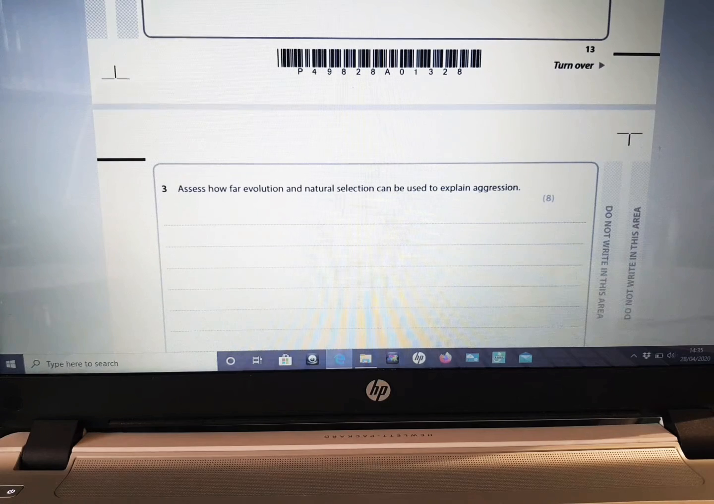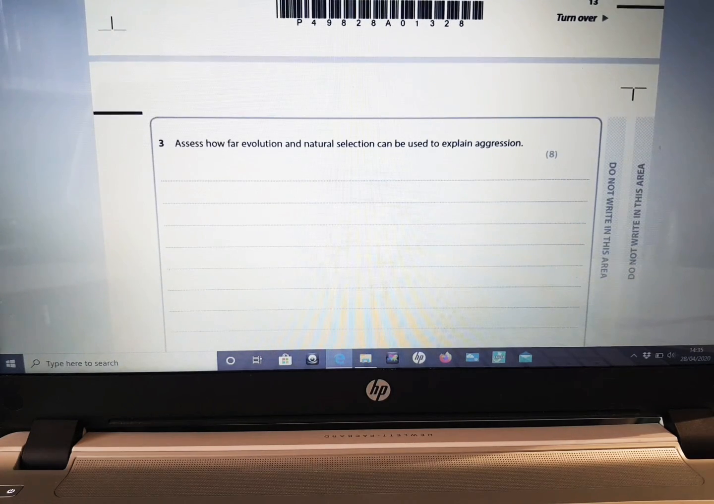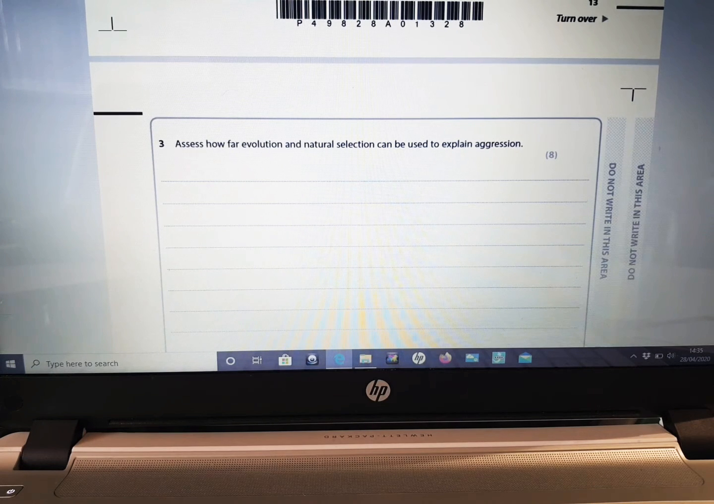Question 3, which is the last one here in the biological section, is: assess how far evolution and natural selection can be used to explain aggression. So this is obviously your extended response answer for 8 marks. We must remember when we are planning for an 8-mark question, we normally have 4 AO1 descriptive points and then 4 AO3 evaluative points.